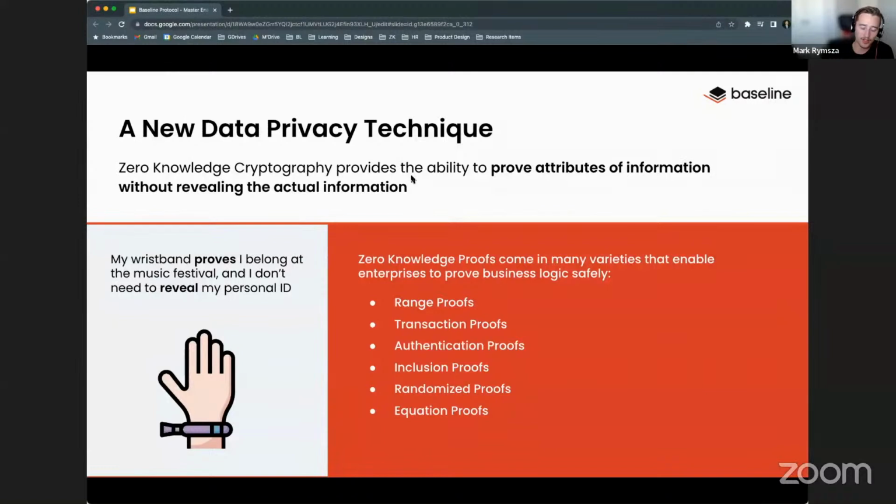The way we're able to do this is, like I said, with zero knowledge proofs. This is one of the big tenets of the protocol. It's a new data privacy technique called zero knowledge cryptography, which allows us to prove attributes of information without revealing the actual information. I imagine there's a lot of people who may be looking at the protocol that aren't fully familiar with zero knowledge proofs. On the bottom left here, we have a little graphic that gives an example of what a zero knowledge proof is with a real world example.